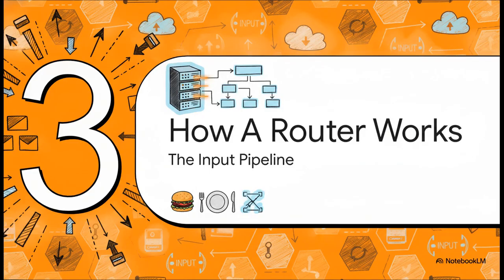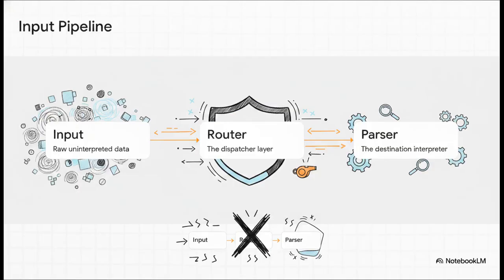All right, section 3, how a router actually works under the hood. Literally every single system that handles input follows this exact 3-step pipeline. Step 1, the input arrives. Again, just raw, uninterpreted data. Step 2, the router intercepts it, acting as our trusty dispatcher. And step 3, it gets sent to the parser, or destination, which actually decodes the meaning.